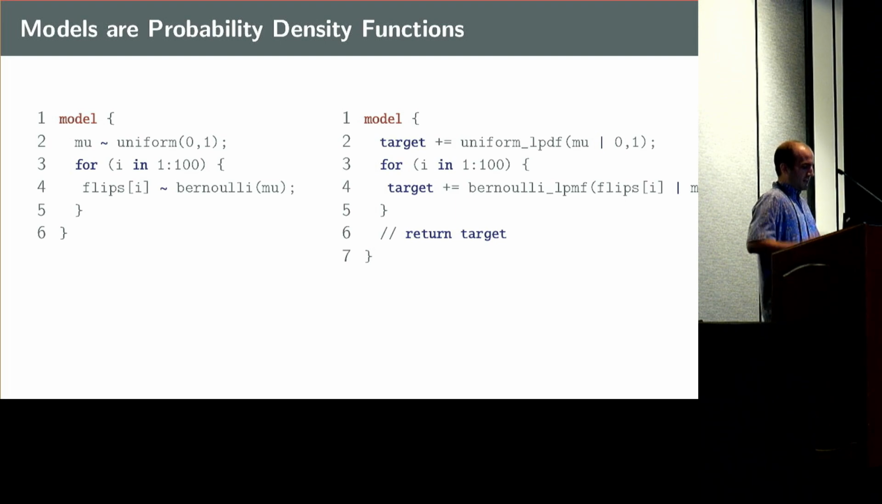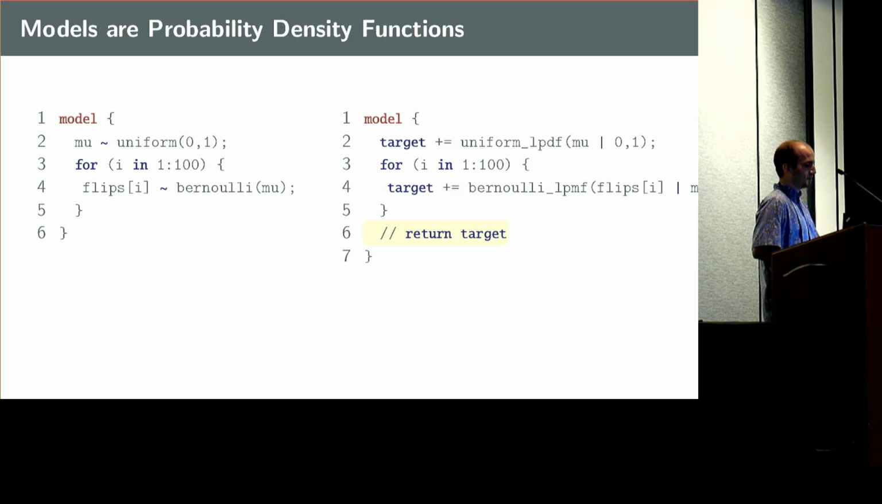So in Stan, there's a special reserved variable called target, which at the end of the model block is implicitly returned. The idea of this special variable is that it's going to accumulate the probability density calculated so far. And for numerical efficiency and stability reasons, it actually is going to calculate that probability in log space.